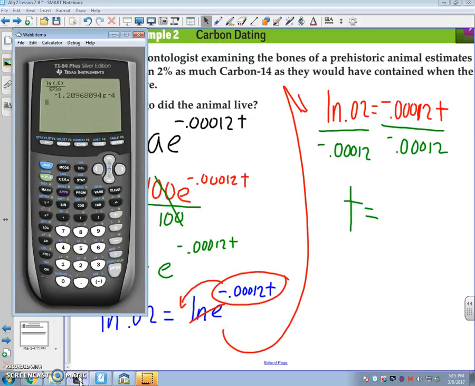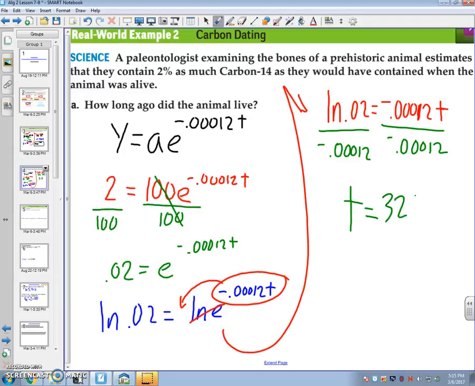They want the decimal. Not a nice number, it's going to be a big number. ln of 0.02 divided by negative 0.00012 is about 32,600. And I'll just do that. That's a big enough number. 32,600. Remember, t is always in years.